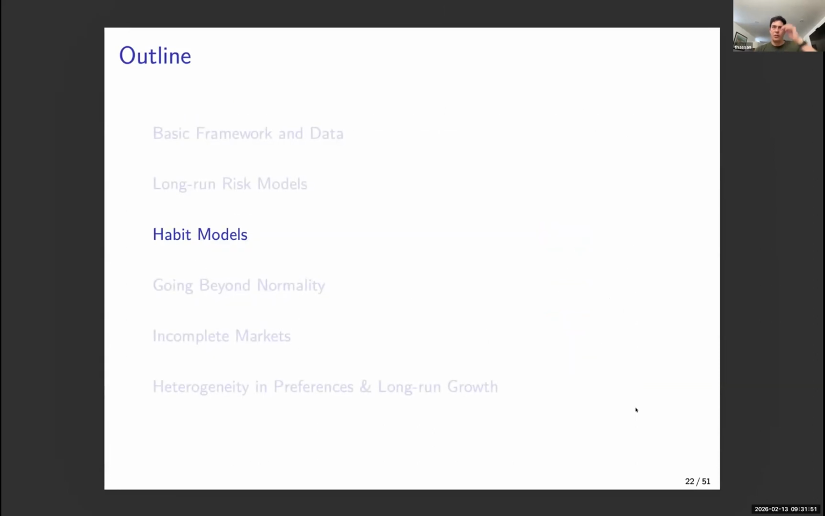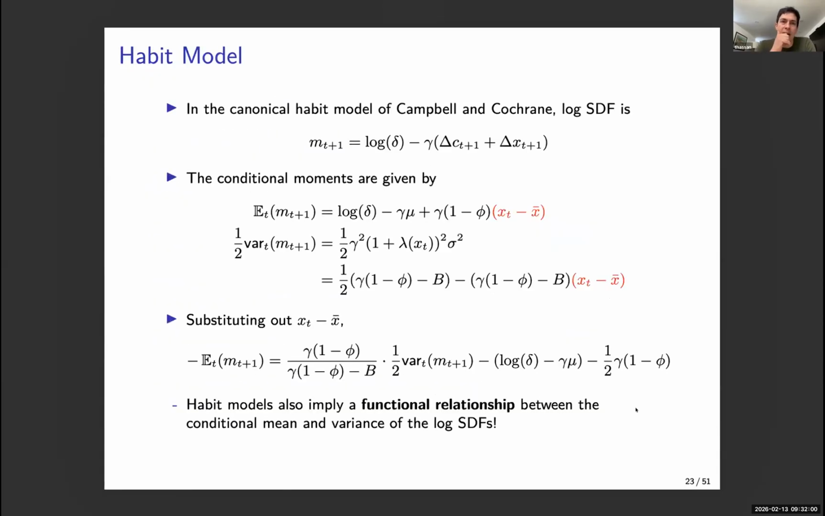So now let me show you basically the same thing for habit models, and then I can maybe talk a little bit more about incomplete markets if we have time. In canonical habit models, habit models make me more worried about shocks to consumption that take me close to my habit level. The habit is typically going to be X here.